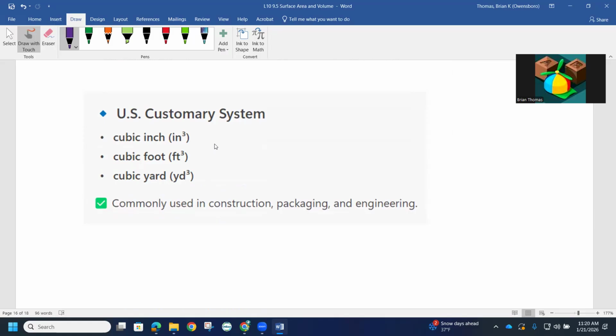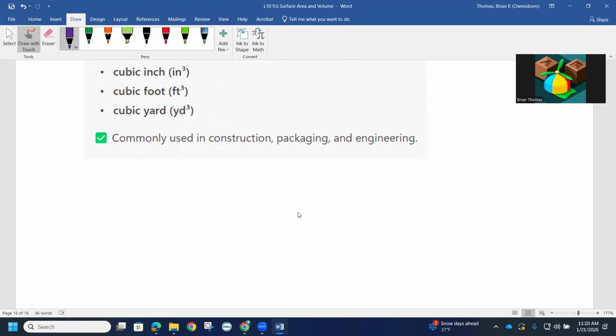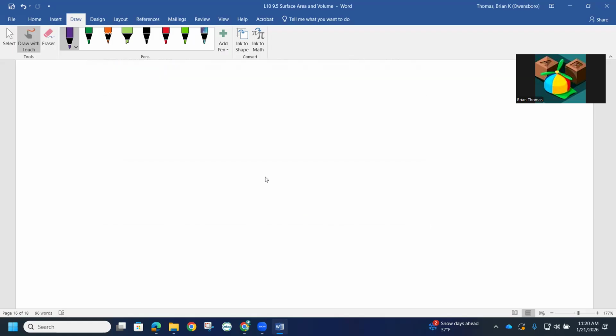If we talk about the customary system, we're talking inches cubed, feet cubed, and yards cubed. So again, volume is how much space something holds. So it's important, especially in packaging. Packaging would be really important for us in that sense.